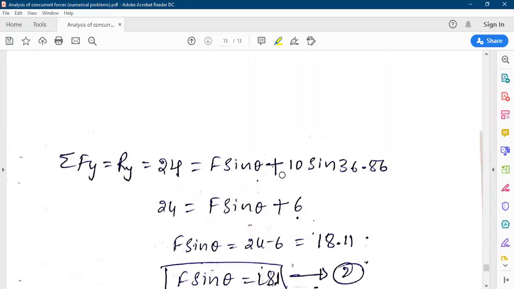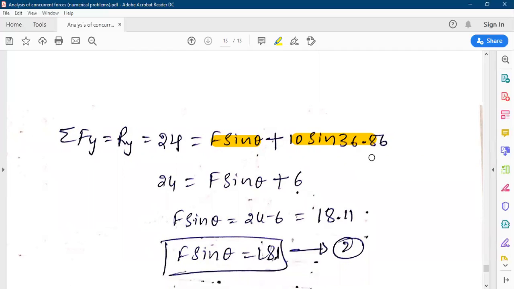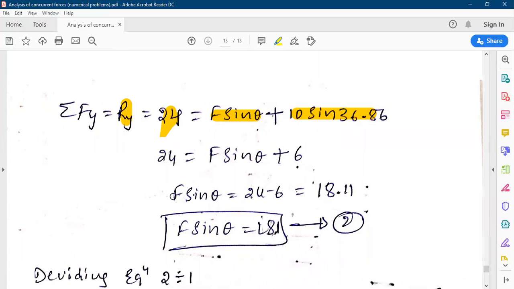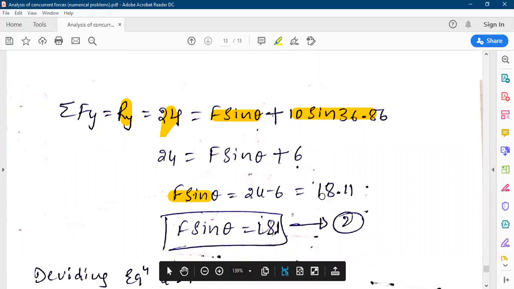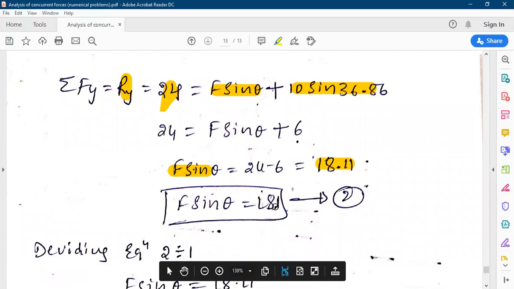Similarly, equate all the y components. The y component of the unknown force F is F sin theta. The y component of the 10 kilonewton force is 10 sin 36.86. Both are acting positive. One is upwards, another one is also upwards. F is also acting upwards, 10 kilonewton also acting upwards. These are the y components of the two forces. So equate it to Ry, which is known as 24. Now we can get the equation F sin theta is equal to 24 minus 6, that is equal to 18.11. F sin theta is equal to 18.11 is equation number 2, right?